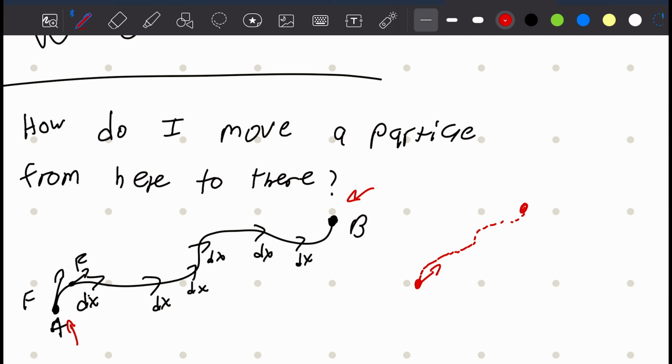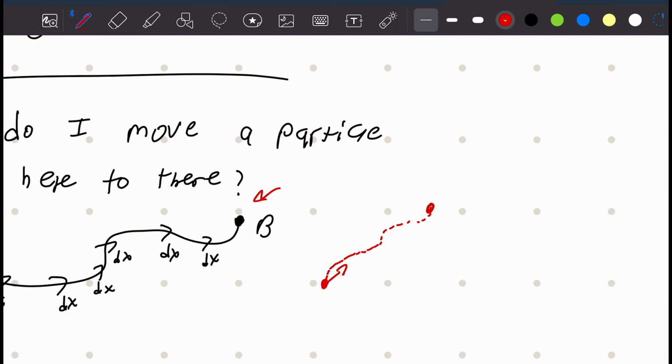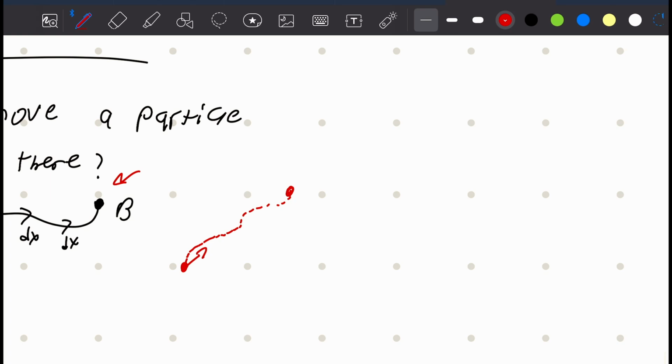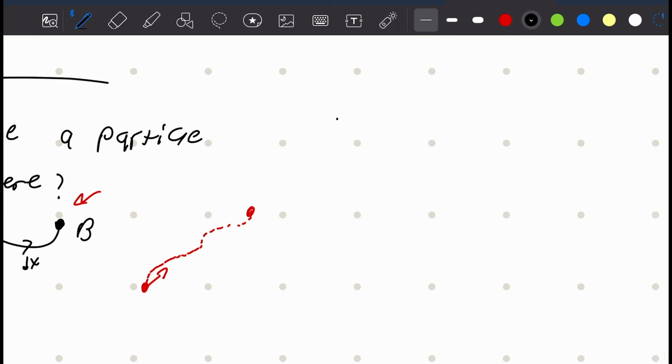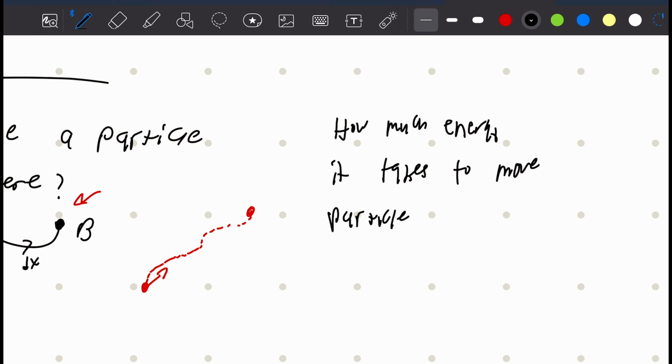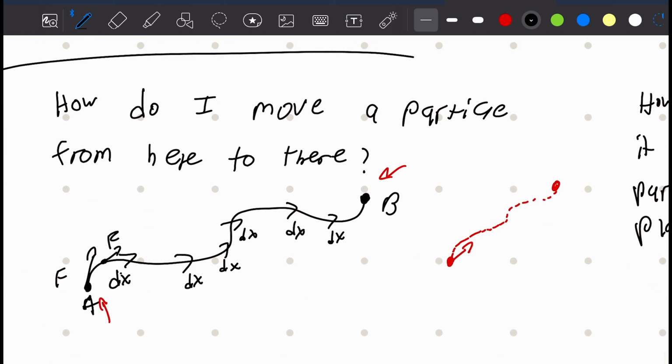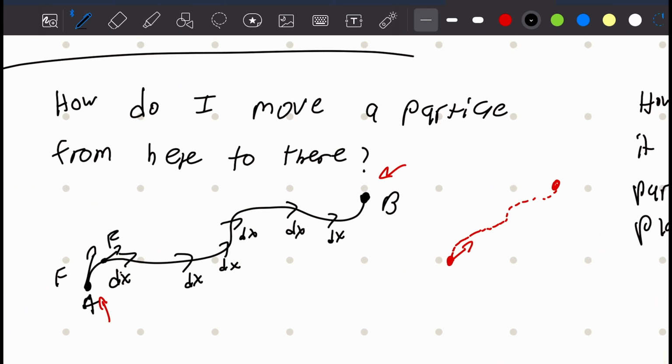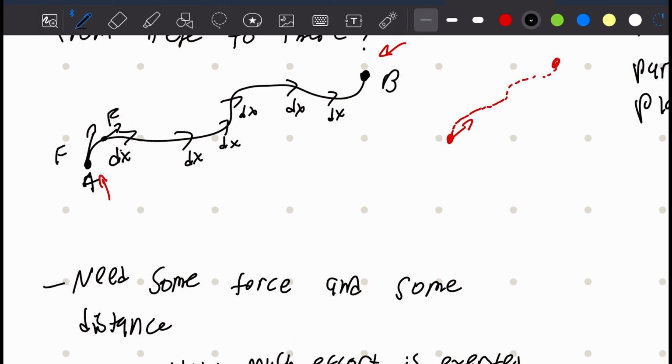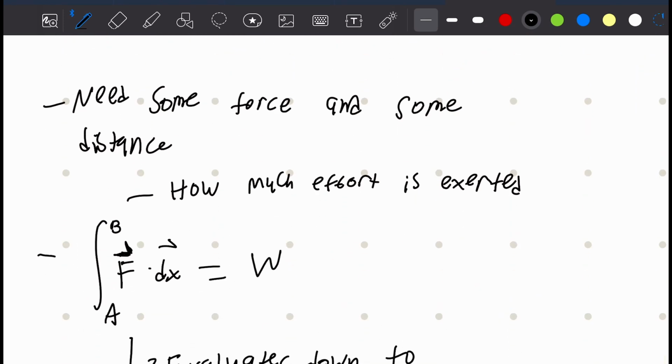So, doing all of this, the general idea behind work and what work is defined as is how much energy it takes to move a particle from one place to another. That is essentially what work is and how you can go about using it. So, let's say you wanted to move that again.